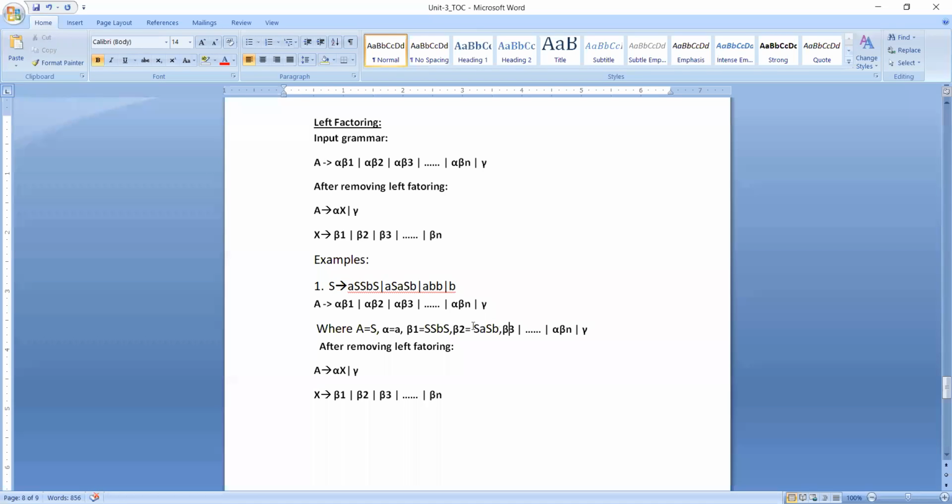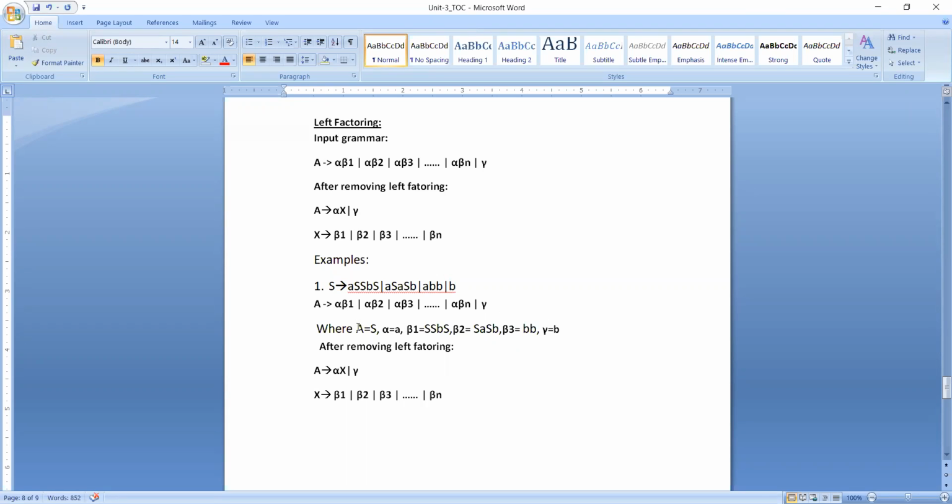Now we need to look into the third one, which is beta 3. If this is alpha, what about beta 3? This is going to be beta 3. And then if this is beta 3, the final one which has been left is gamma. So now we are going to write what gamma is. Gamma is a small b.